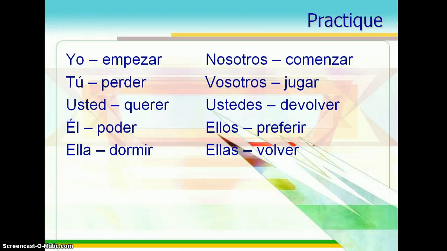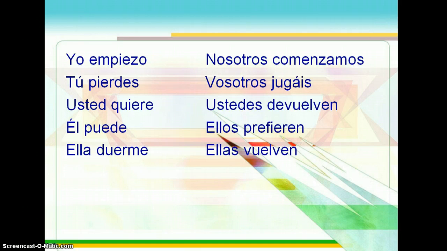Once again, I'd like you to try a little bit of practice, so pause here and write these in your notes, go through them. You want to say, I begin, you lost, you want, he is able to or he can, she sleeps, we begin, you all play, you all return, they prefer, or they return. There are your answers. Once you have them, check them over. Hopefully this was a really easy activity for you, and these are all kind of starting to sound like, oh yeah, I remember how we did this.